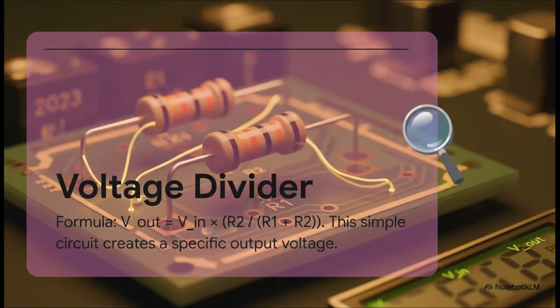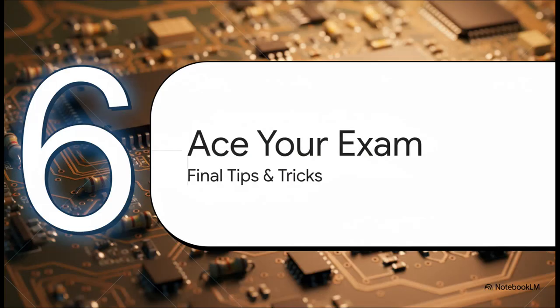Okay, another super practical circuit you'll see everywhere is the voltage divider. It looks simple, just 2 resistors in a line, but it's a clever way to get a specific, smaller voltage from a bigger one. The formula tells you exactly what you'll get. This is a fundamental concept used in all kinds of electronics. And that brings us to our final section.